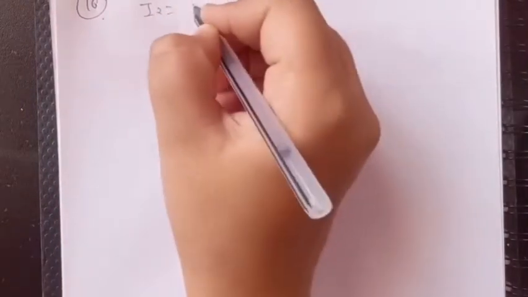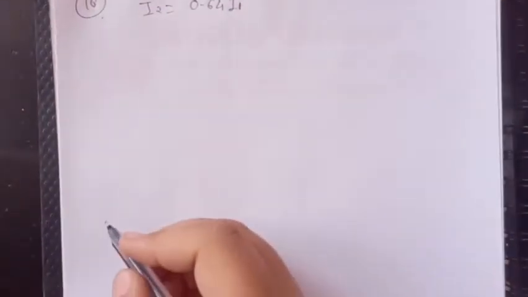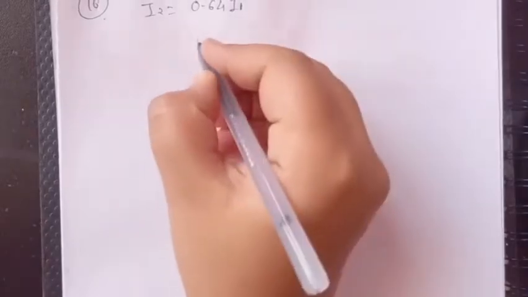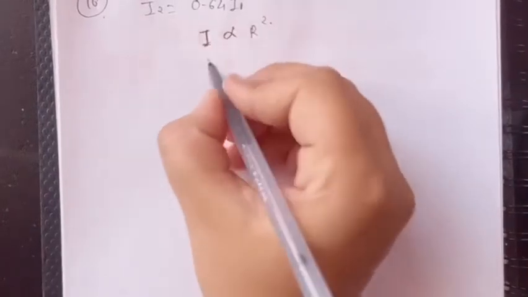In question number 16, moment of inertia is decreased by 36%. So new moment of inertia will be 0.64 of initial moment of inertia. We want to find the percentage change in radius of gyration. Now we know that I is directly proportional to r square as mass remains constant.